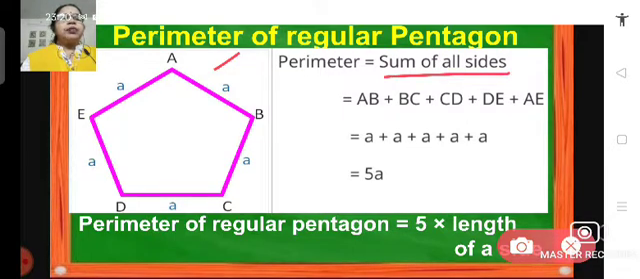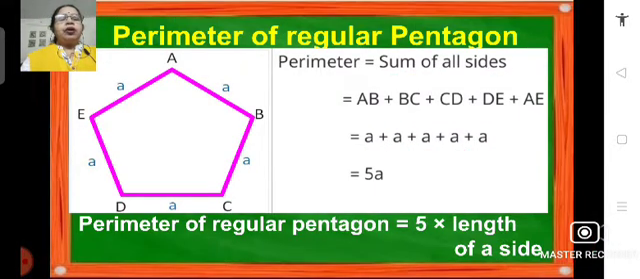It will be the sum of all the sides. So, it will be AB plus BC plus CD plus DE plus AE. And we know that the length of each of its sides is a. So, it will be a plus a plus a plus a plus a. That means 5 times a. So, the perimeter of a regular pentagon will be equal to 5 into the length of a side.